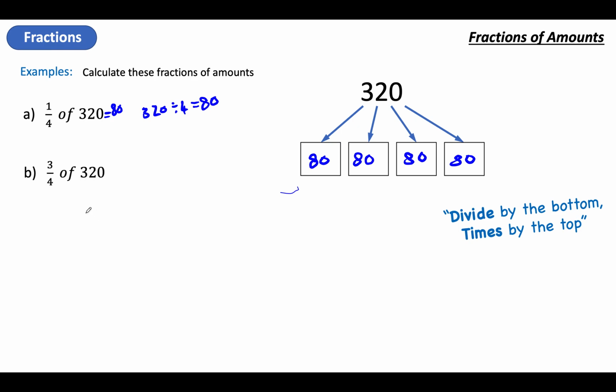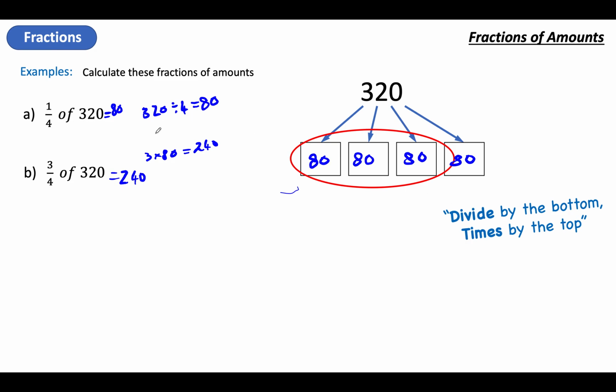But how about if I want 3 quarters? Well, I already know what 1 quarter is. What I want to do now is go, well, I want 3 of those. So that would be 3 lots of whatever 1 quarter is, which is 240. That's where the times by the top comes from.